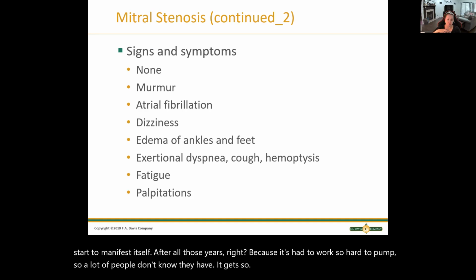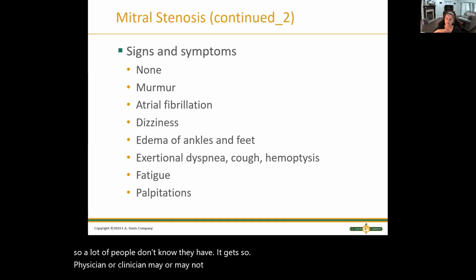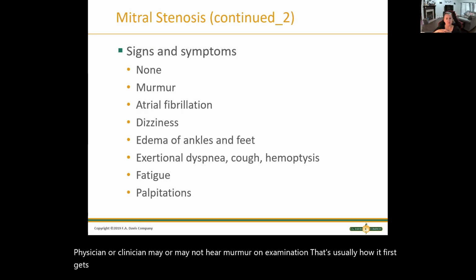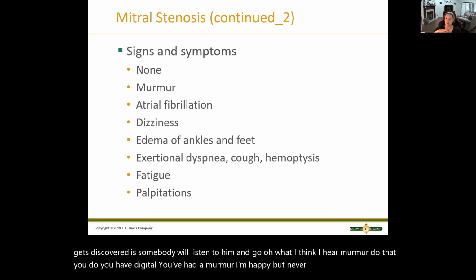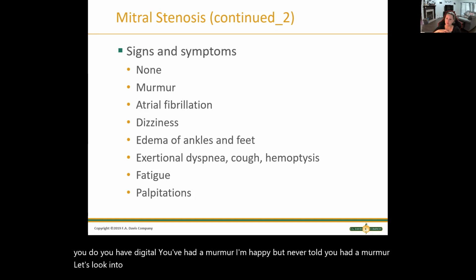A physician or a clinician may or may not hear a murmur on examination. That's usually how it first gets discovered, is somebody will listen to him and go, oh, you know what, I think I hear a murmur. Did you know you had a murmur? Have you ever been told you've had a murmur? Well, let's look into that. And so they maybe then do an echocardiogram and find out that they have this.